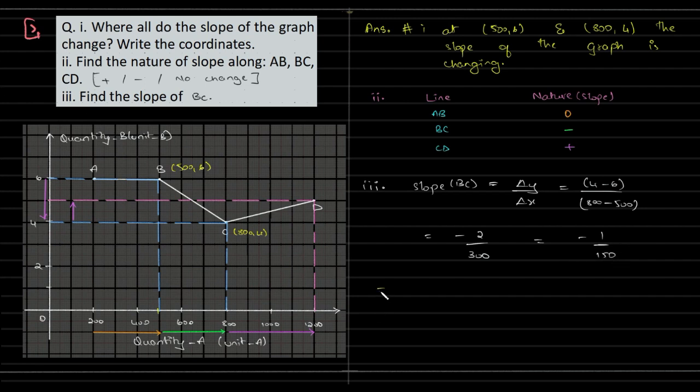So what does this mean? We can conclude that for a change of 150 along the x-axis, there is a decrease of 1 unit along the y-axis. That is very clear with this. Can you see that? From B to this particular point along the x-axis, there is an increase of 150, because this is 650 and this is 500. 500 to 650 is 150, and from B to this point, there is a decrease of 1 unit. This is what the value is telling, and it's true on the graph as well.